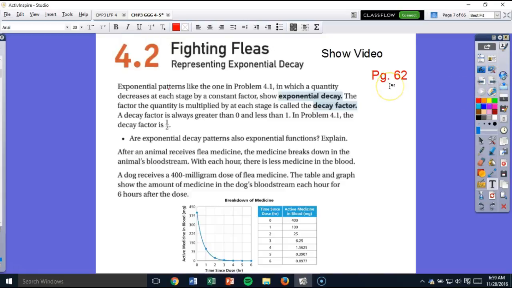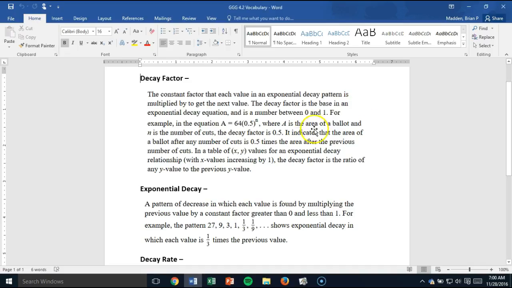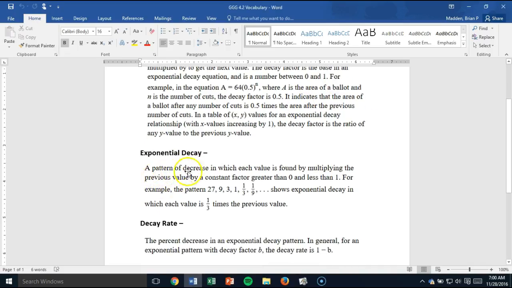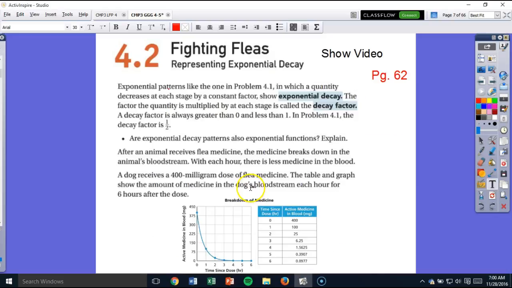If we turn to page 62 in our books, it brings up problem 4.2, Fighting Fleas, representing exponential decay. So exponential patterns like the one in problem 4.1, in which a quantity decreases at each stage by a constant factor, show exponential decay. Let's go look at our vocabulary. Exponential decay: a pattern of decrease in which each value is found by multiplying the previous value by a constant factor greater than 0 and less than 1. You can stop the video if you want to read through the example.